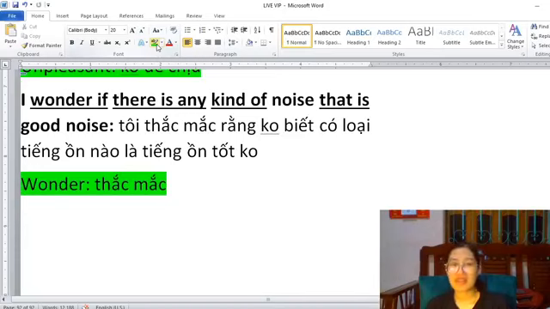I wonder if there is any kind of noise that is good noise. Wonder if, there is any, kind of noise that is good noise. I wonder if there is any kind of noise that is good noise.